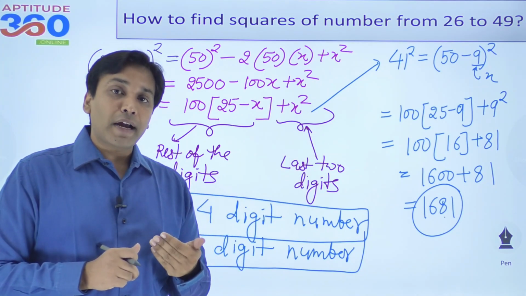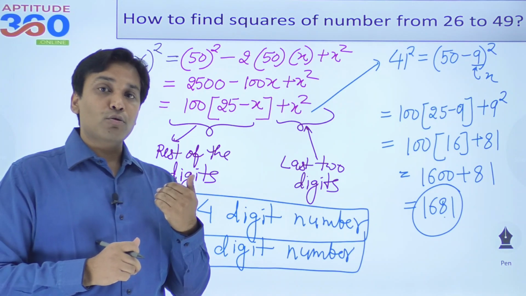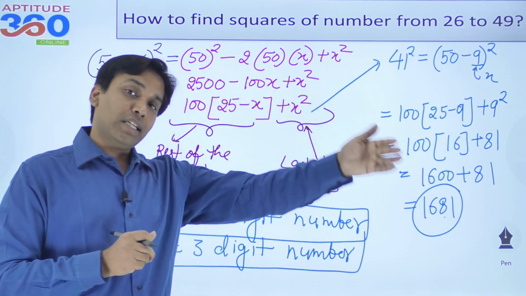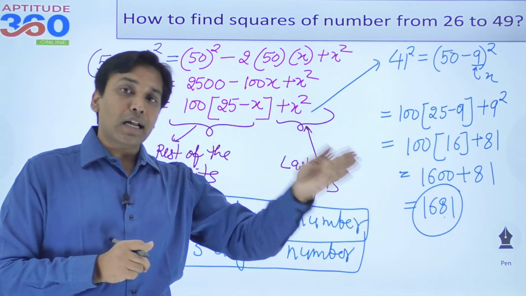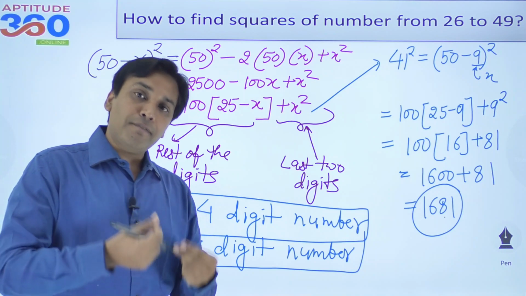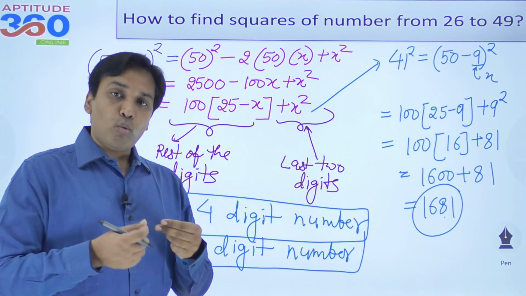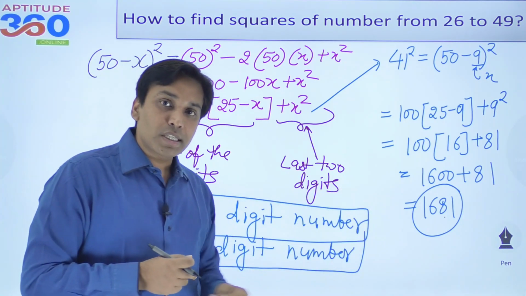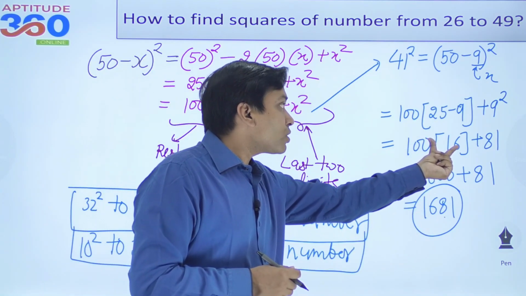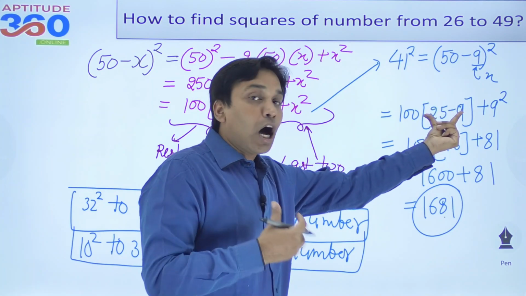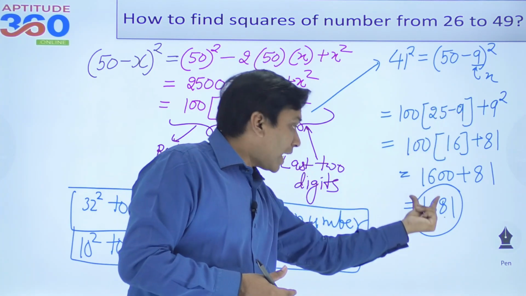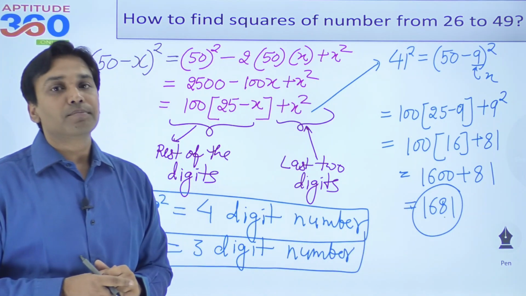And how do we find out the first two digits? Why am I saying only first 2 digits? Because 32 square to 99 square, all the numbers are nothing but 4-digit perfect square numbers. So if we have found out the last 2 digits, we have to find out the first 2 digits. And how do we find out the first 2 digits? The first 2 digits are 25 negative how much less than 50. 9 less than 50. So 25 minus 9 is 16. So that 16 has to be coming over here.